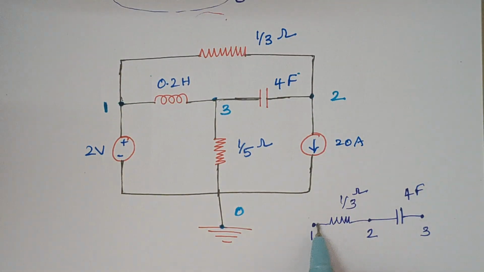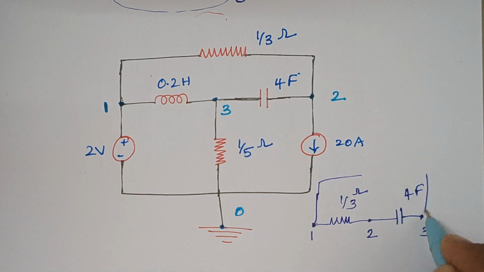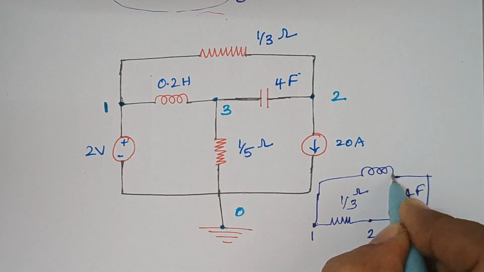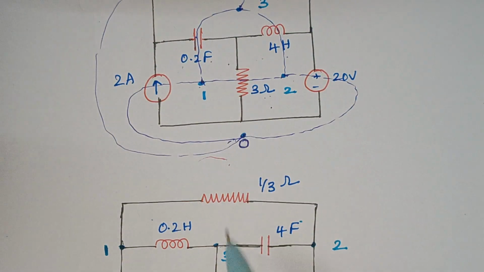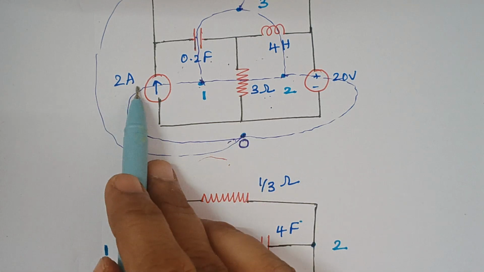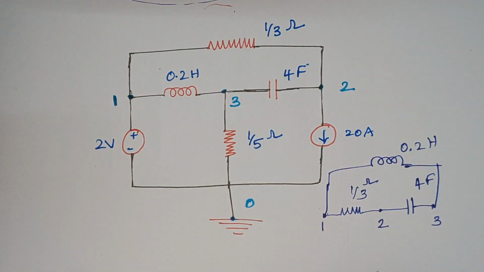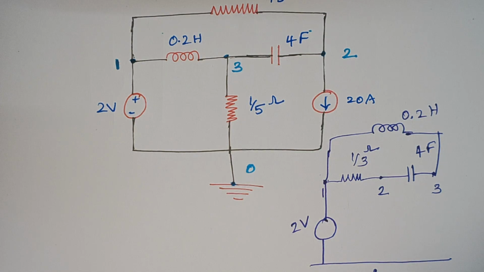Now the next thing is, you see 1 and 3 are connected by 0.2 farad. So here 1 and 3 should be connected, right? So you can draw a diagram like this. 1 and 3 are connected by 0.2 farad, so here they are connected by an inductor of 0.2 Henry, right? Now the next thing is, dot 1 is connected to our reference dot by a current source. So here we have to replace this by a voltage source. So 1 and 0 are connected by a voltage source of 2 volt, right?